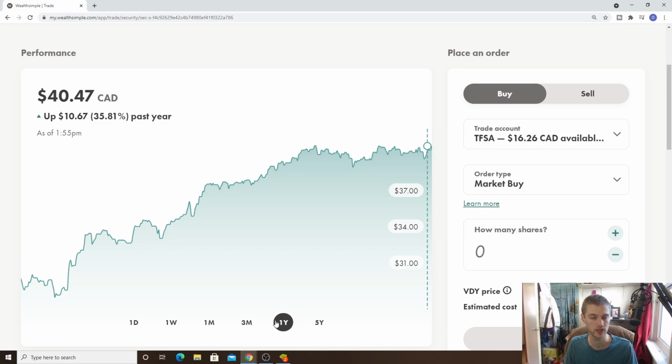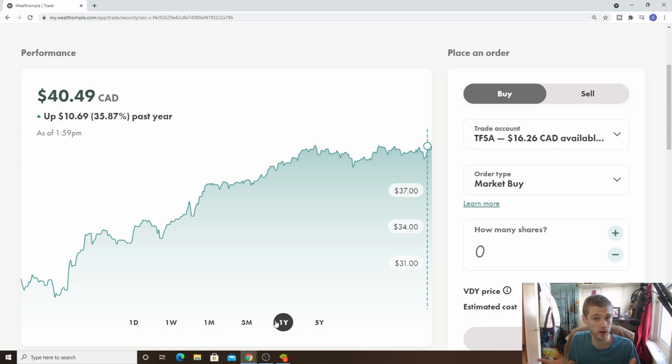And I kind of expected this because Canadian stocks across the board had a really crappy year last year. We didn't see the recovery last year. We kind of see it this year. So VDY is still a good ETF. Even though we're seeing a bit of a dip, it's still up 35% over the past year.